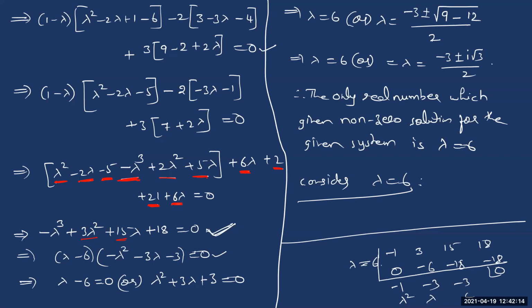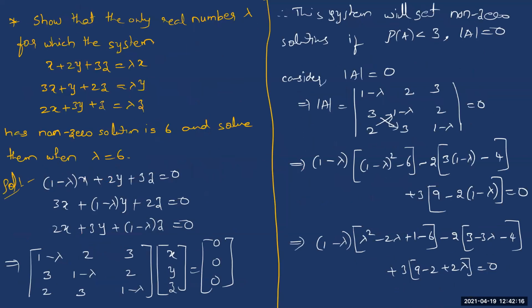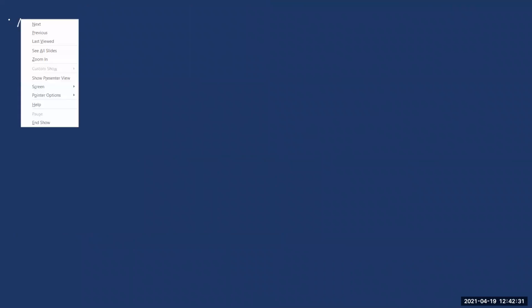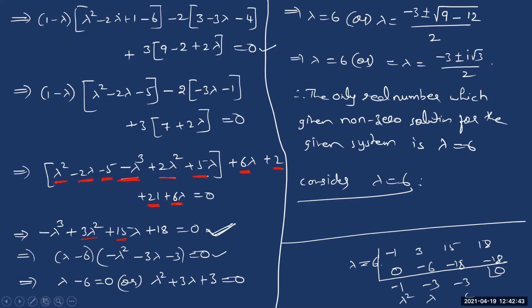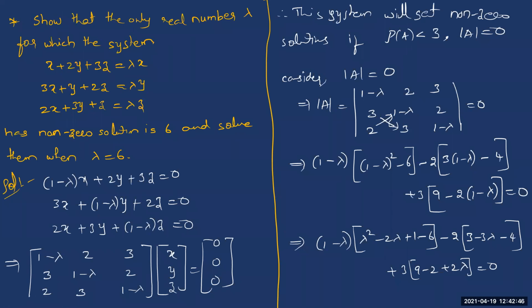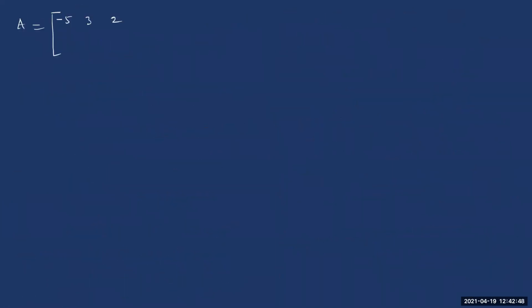So when you take lambda is equal to 6, look at the system. You have 1 minus lambda in the diagonal elements. So if you take lambda is equal to 6, see what happens to matrix A. Therefore, if you take lambda is equal to 6, we'll get matrix A as 1 minus 6, minus 5, 3, 2. So the first equation is this actually, not 3, 2, 3.